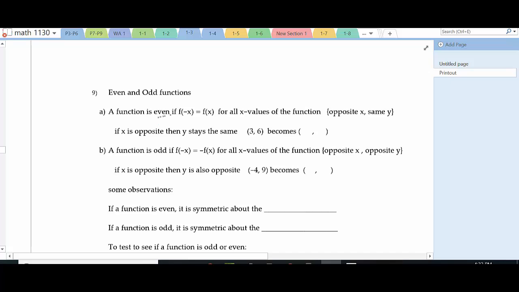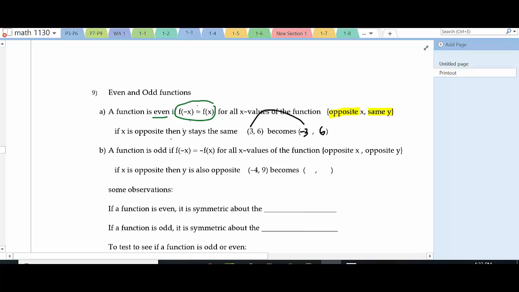So an even function has this type of behavior. Basically, a function's even if x is opposite, y stays the same. One of the best ways to learn this in words is: an even function, every time you have an opposite x, y does not change. So here's an example. If you had the point 3, 6, you'll have the same y when x goes negative. So you might fill that in: 3, 6 becomes -3, 6. Every point on the graph will have that feature.